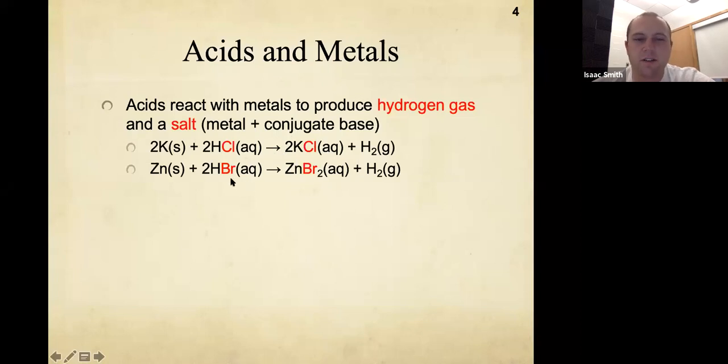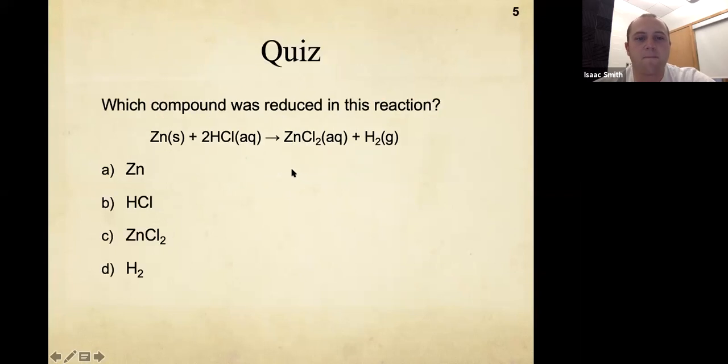Here's just another example. Zinc is our metal, hydrobromic acid is our acid. We're going to have our metal with our conjugate base, and then hydrogen gas. And of course, when you make these, it's not necessarily a 1-to-1 ratio. Zinc forms a 2+ ion, and bromine forms a 1- ion. So you're going to need 2 bromines with the zinc. We've seen that before with ionic compounds.